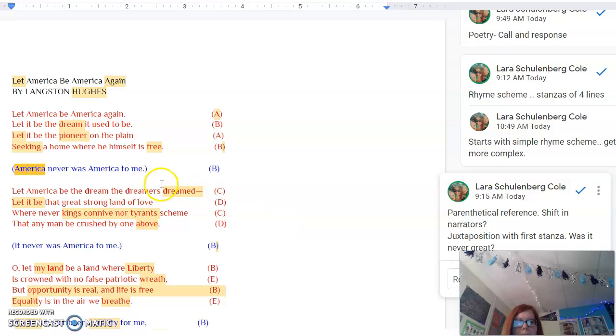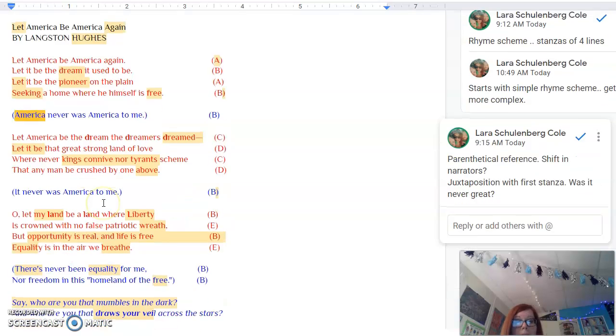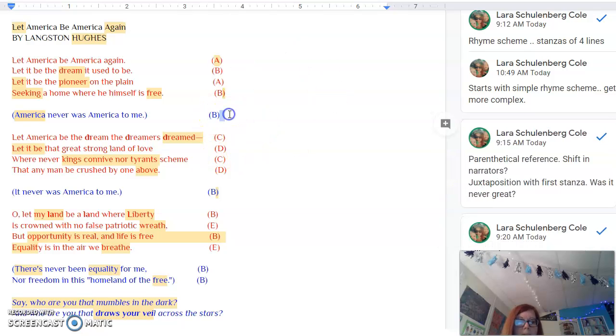And I think this line is interesting in its juxtaposition with the first stanza, where it's saying, let America exist, let it be what we want it to be. And then you have a voice that very understatedly says, America was never America to me. So that makes me wonder, was it just never great to this speaker? You can see over here, though, I've marked, it's now returned to a B rhyme.